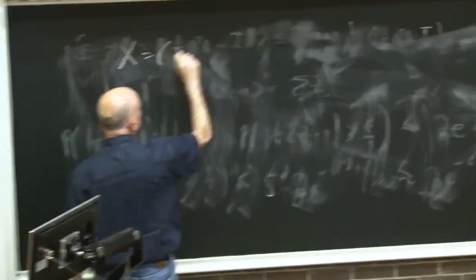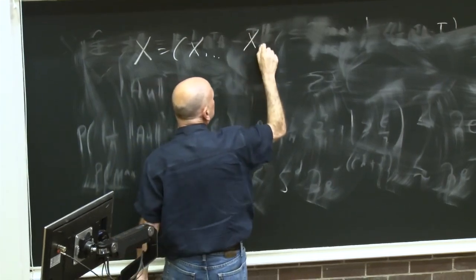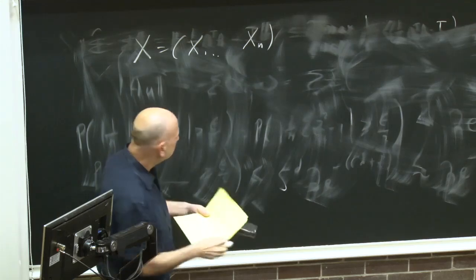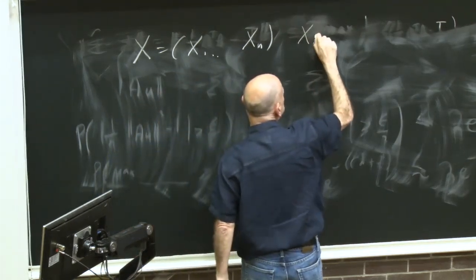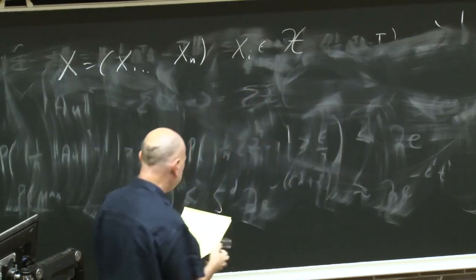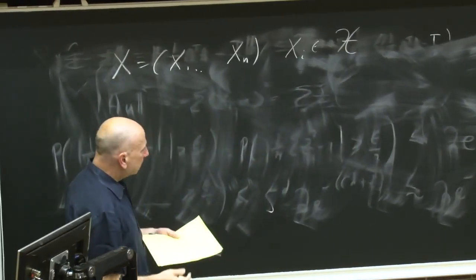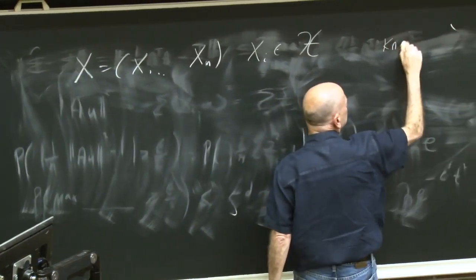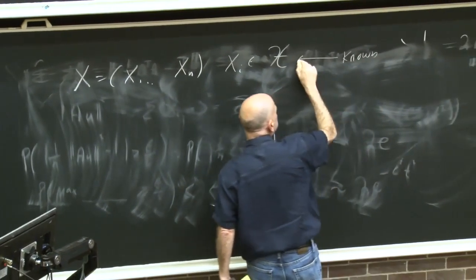So abstractly, the problem is just this. I have a database, which we'll just think of as n vectors. Each x_i is in some sample space, we'll just call it script X. All right, so here's a key fact for differential privacy that we'll come back to. The sample space is known.